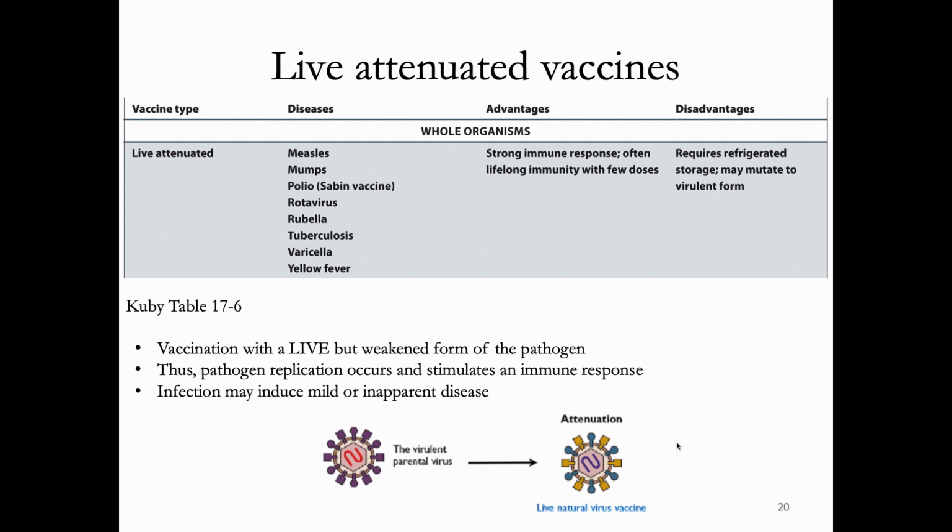All of the parts of the replication cycle are going to happen. You're going to get exactly the right cells being activated, exactly the right parts of the body. You're going to get a pretty realistic infection here. But there are also some pretty big downsides, some pretty big cons to these types of vaccines. So what might you imagine would be big cons to getting a live attenuated vaccine?